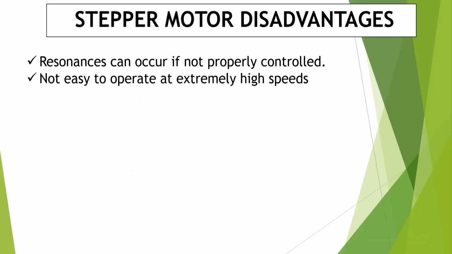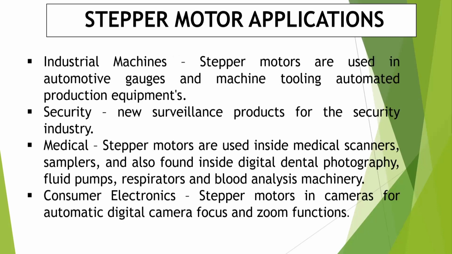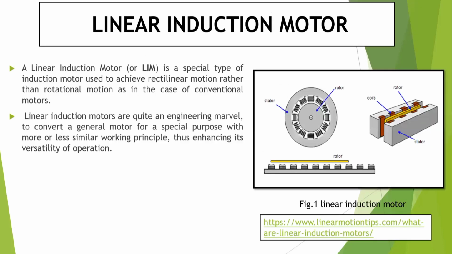Okay, we have only one disadvantage. It is not easy to operate at very high speed. First of all, it cannot achieve high speed because it is controlled by pulses. Second, resonance can occur because you are making a machine with a step angle. So for application, we are using this machine in automated machines, in some satellite navigation systems, in photography machines, in some cameras. So this is the stepper motor application.